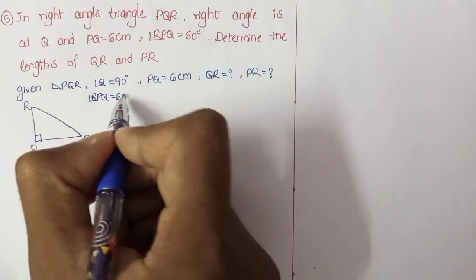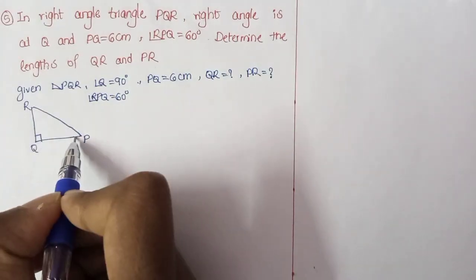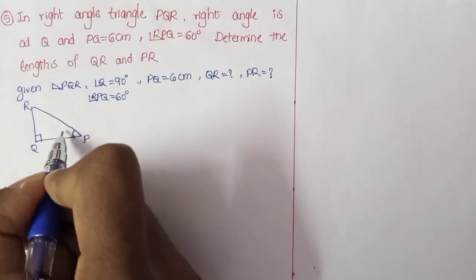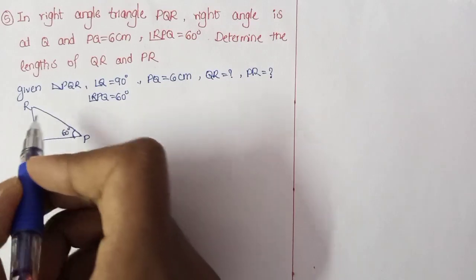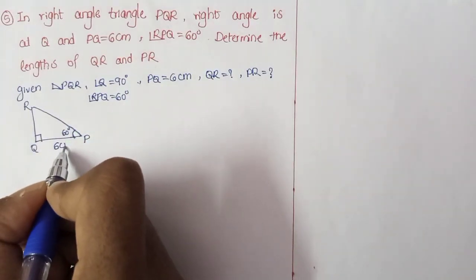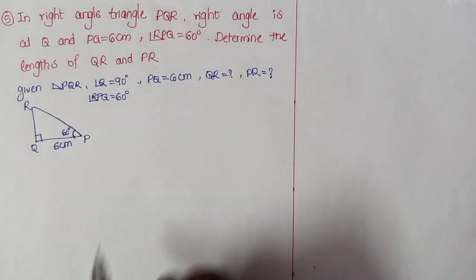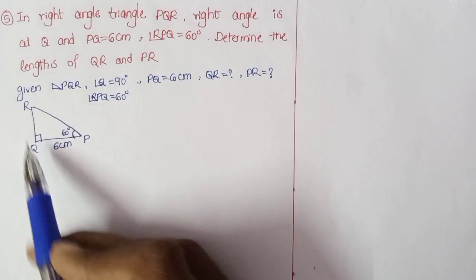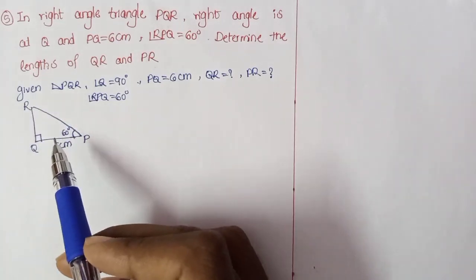Angle RPQ is equal to 60 degrees. One more angle. What is RPQ? This angle is given as 60 degrees, and one more thing: PQ is 6 centimeters. This is the data they have given, and they are asking us to find QR and PR.